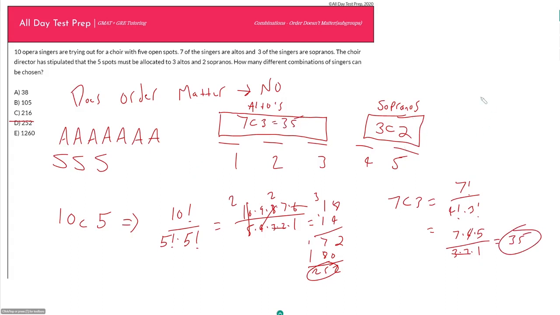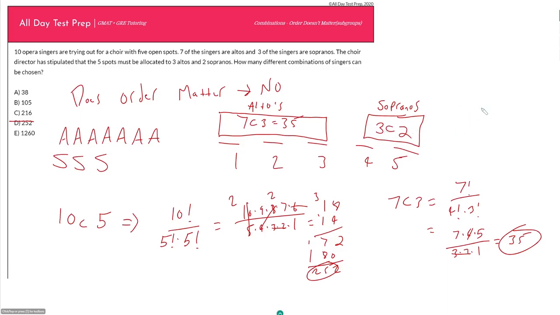What about my sopranos? That is just 3 choose 2, and this is a nice shortcut that you can use anytime that you have a blank choose blank, where the left side is just 1 more than the right side. The answer is just your left side. So 3 choose 2 is 3, 4 choose 3 is 4, 100 choose 99 is 100.